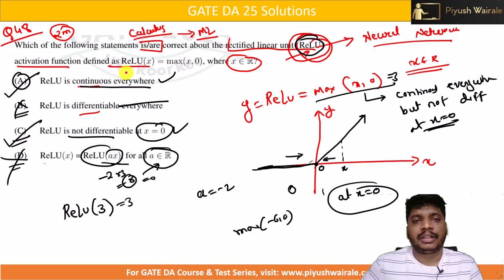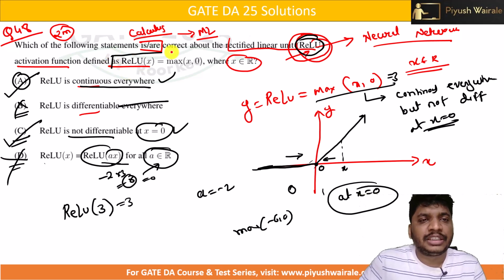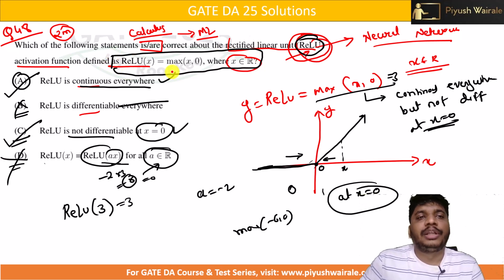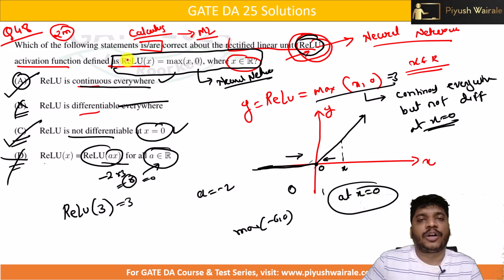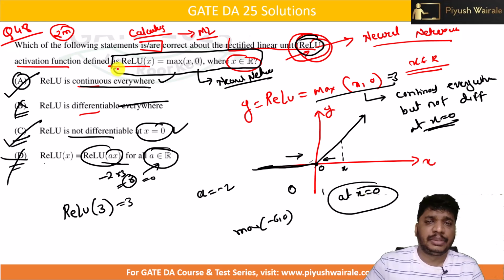But please remember, this function is very, very important from the neural network point of view. That's why we have put this question as a part of the machine learning as well as the calculus subject. So this question can be part of both subjects.